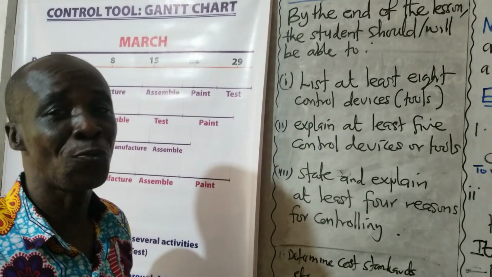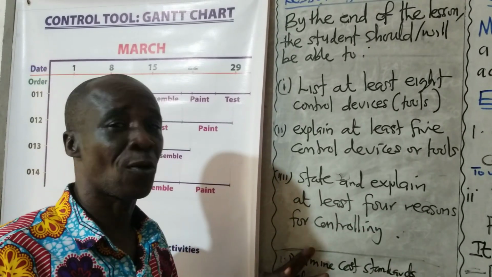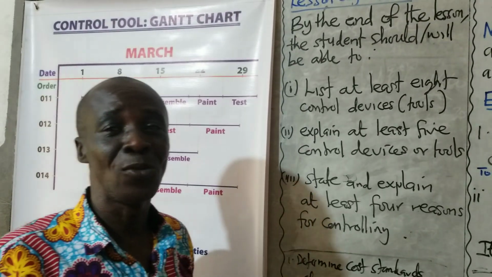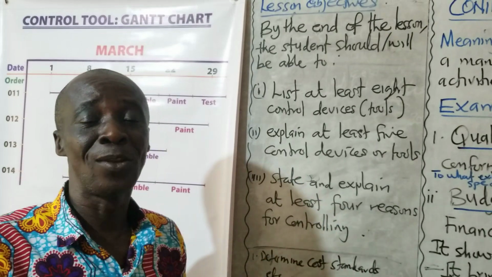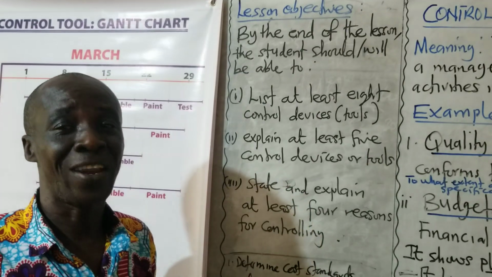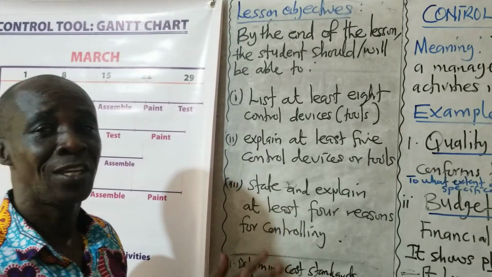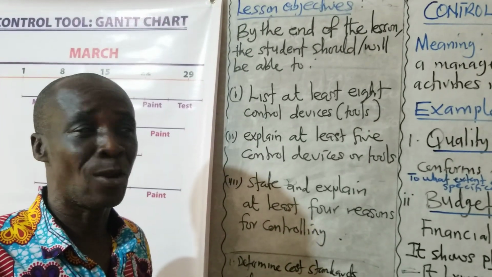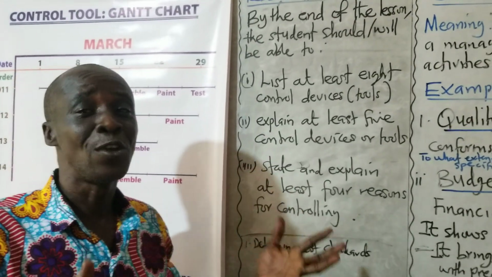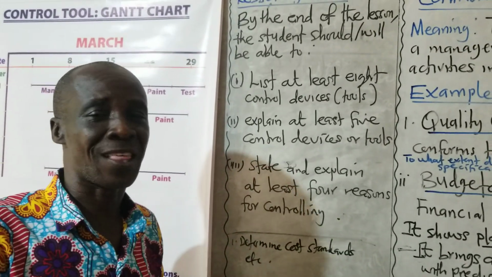Then you should also be able to state and explain at least 4 reasons for controlling. But it is likely you will not be able to have the reasons for controlling on this video. It might be on a third video. I thought we would be able to do that, but it's likely not, because I realize we have a lot to do in respect of the control devices. But if time allows us, then we will continue with that. Other than that, there will be a third video.